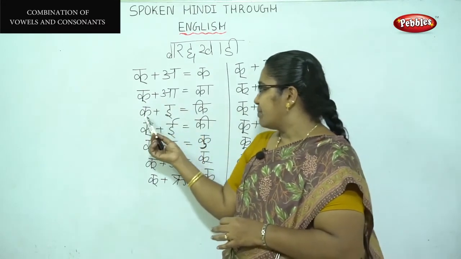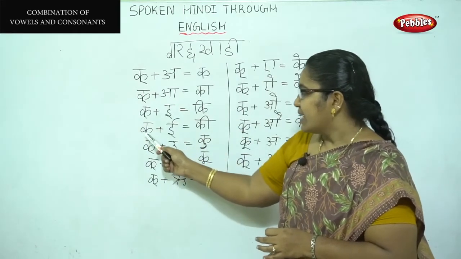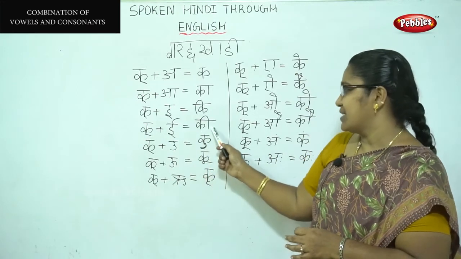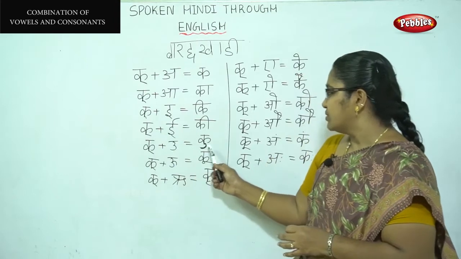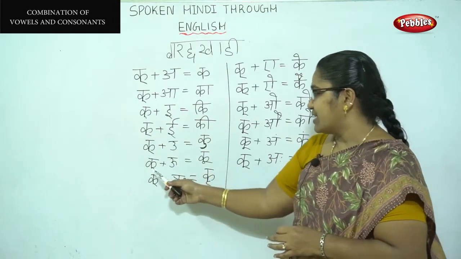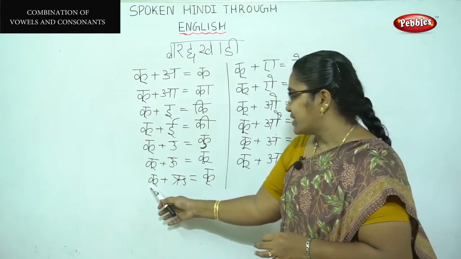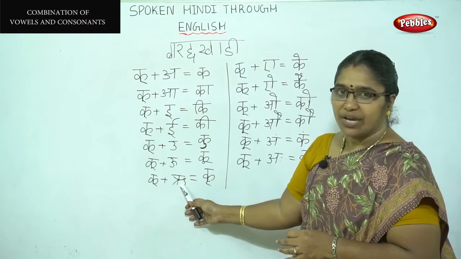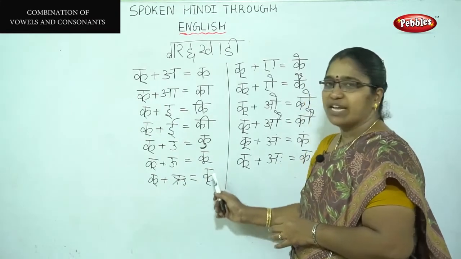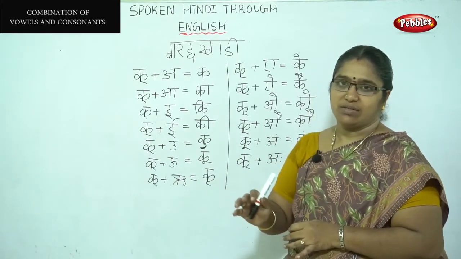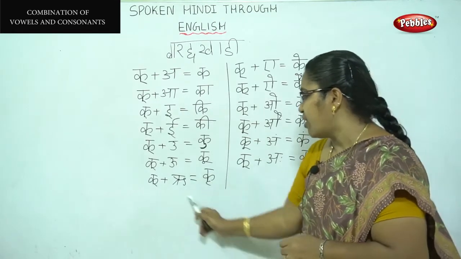The next one is ik plus i, that is ki. The next one is ik plus u, that is ku. The next one is ik plus ru, kru. All this we have to pronounce like this: kru, sru, pru, tru. Like this we have to pronounce these combinations.